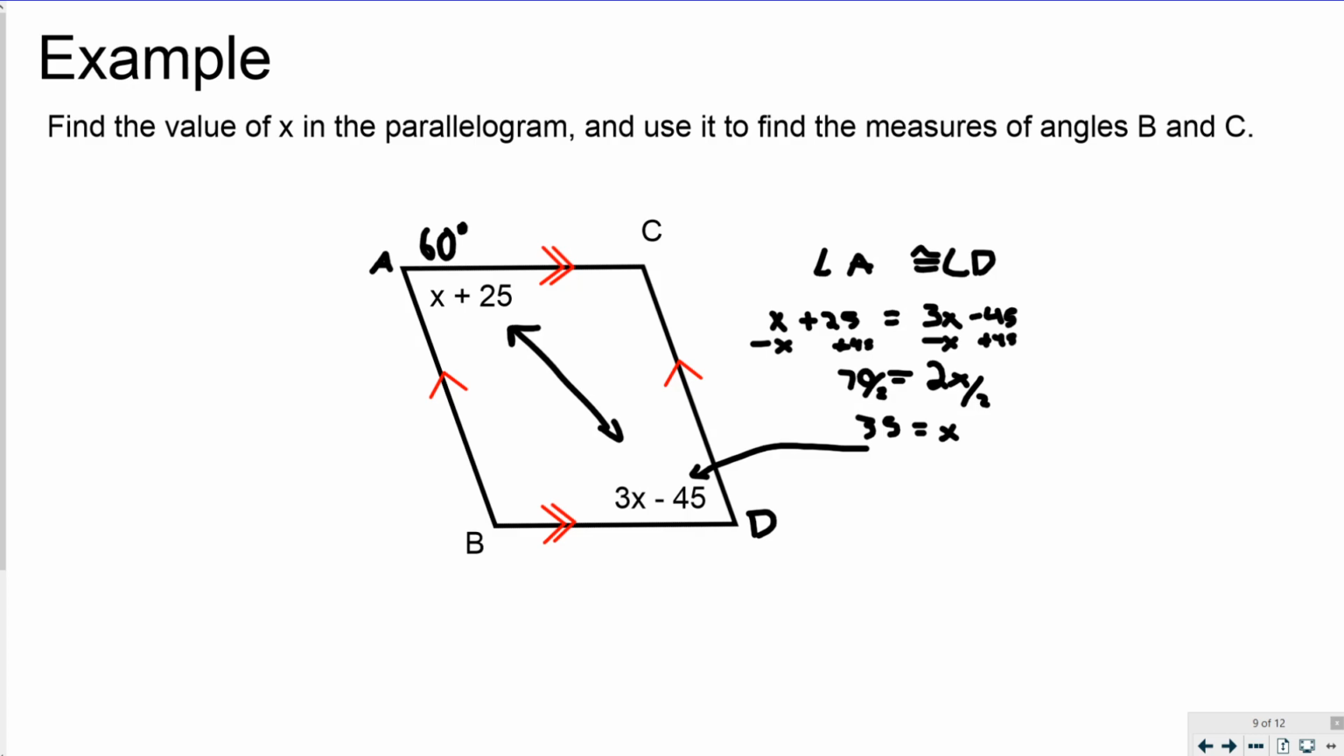And then if this is 60, one of the properties that we learned, the second property, tells us that these two angles add up to 180. So they add to 180 degrees. So C has to be 120 degrees, and so does B, for the exact same reason.